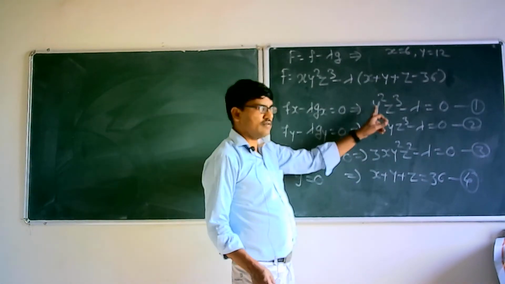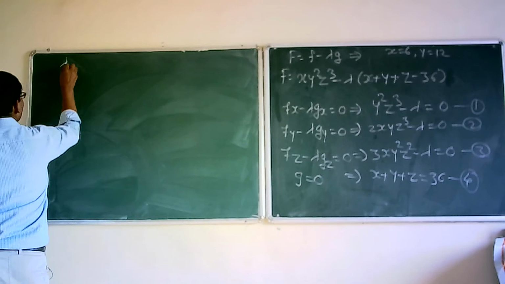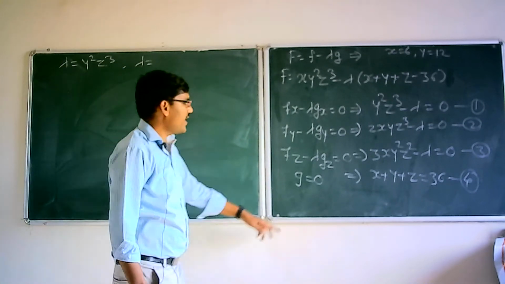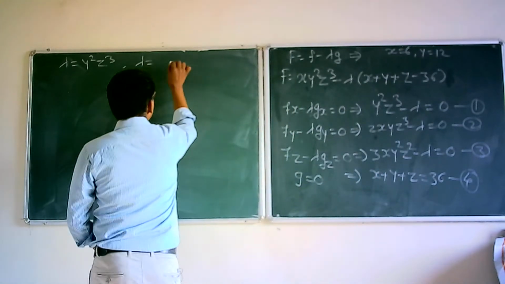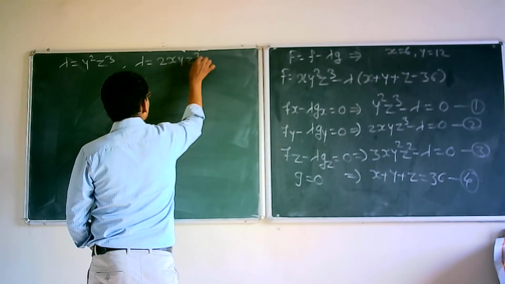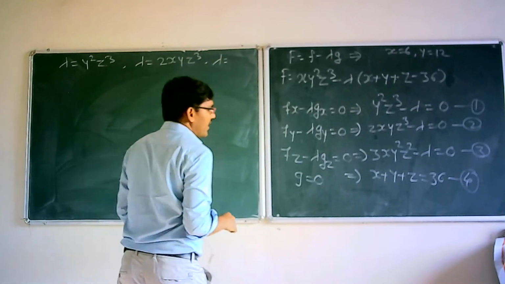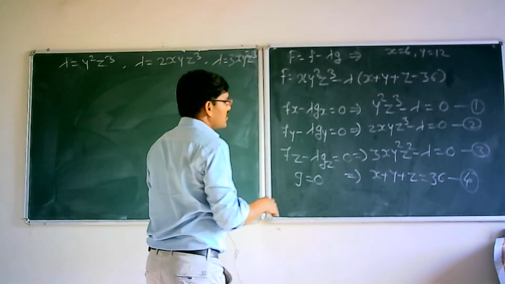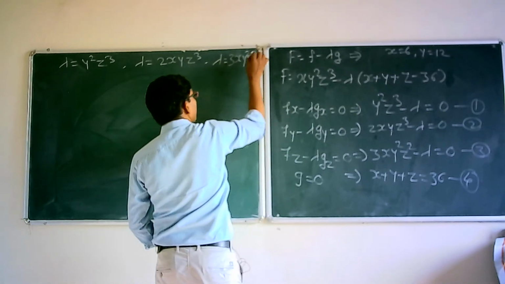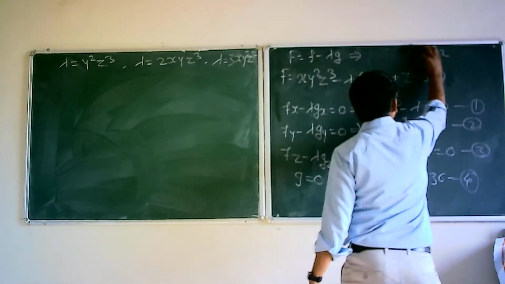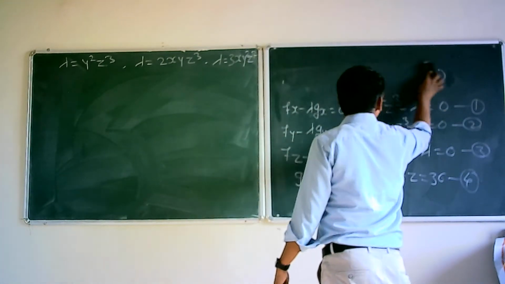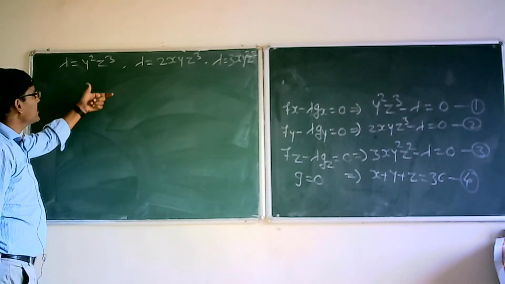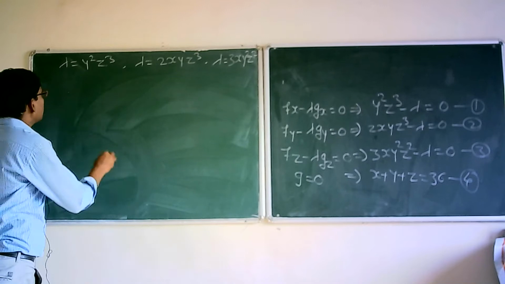From equation 1 we can write lambda is equal to y square z cube. From equation 2 we can write lambda is equal to twice x y z cube. And from equation number 3 we can write lambda is equal to 3 times x y square z square. By using equations number 1, 2 and 3, one side is equal, which implies the other side is also equal.